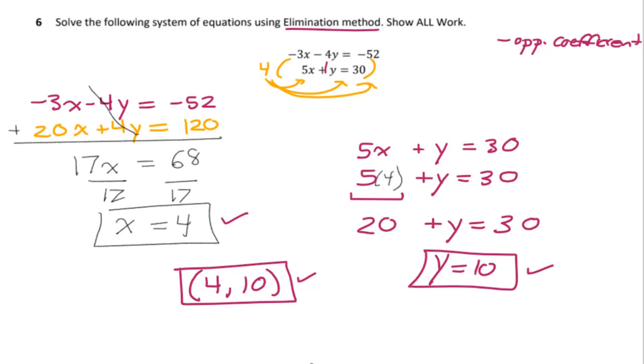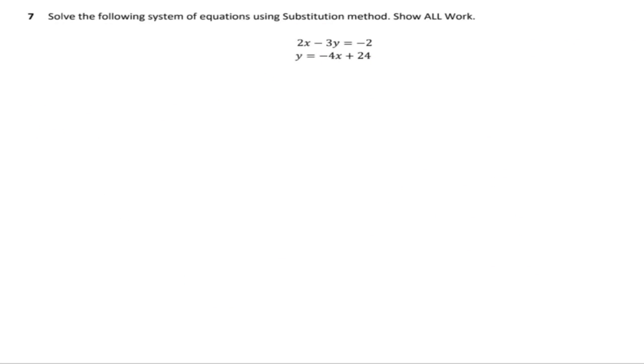Here we go. All right, number 7, solve the following system of equations using substitution method. Man, it's been a while. Remember, substitution method is where I take one equation and plug it into the other equation. We have to make sure one of our variables is solved for. So in this case, I know what y equals. Y equals this whole thing. So what I'm going to do is, wherever I see y, I'm going to plug in this whole expression right here. So watch what I'm going to do.